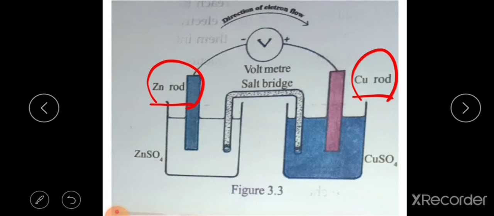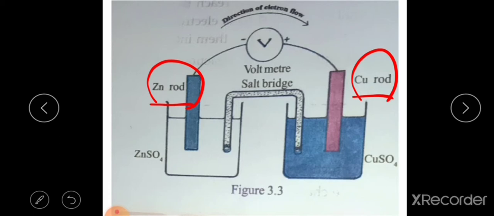As I told you, a highly reactive metal always undergoes oxidation and a less reactive metal always undergoes reduction. So here zinc is a highly reactive metal, so it undergoes oxidation. Copper is a less reactive metal, so it undergoes reduction. So zinc donates the electron, which means it undergoes oxidation. Donation of electron is called oxidation and receiving electron is called reduction.